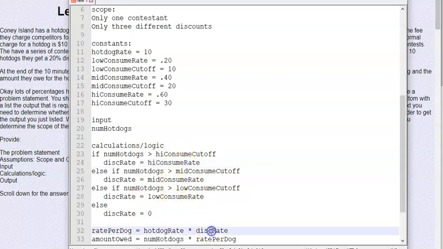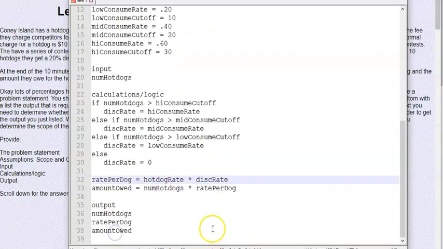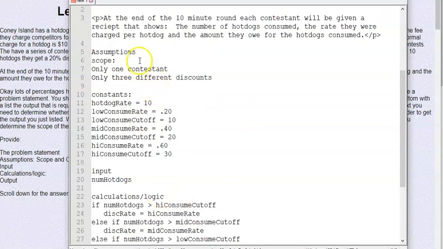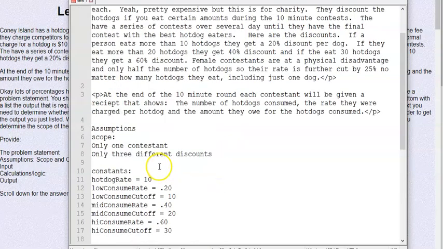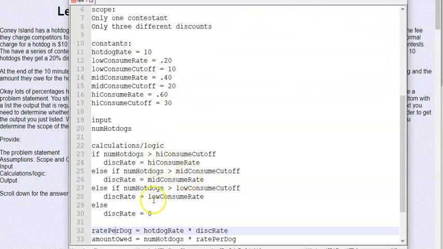And then we'll take that disk rate, multiply it by the hot dog rate, and that's going to give us our rate per dog and amount owed. So everything here looks like it's working perfectly. We have scope, we have constants. So I'll put the scope in here because we're running at 10 minutes now just explaining this logic right here.